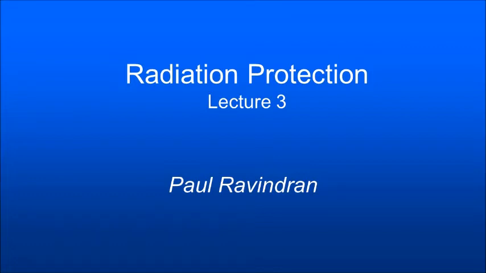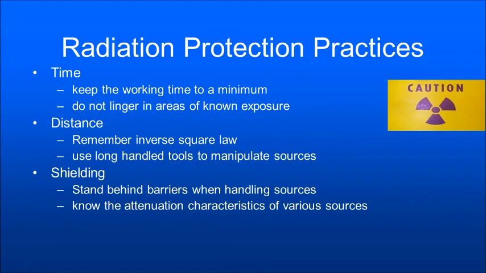In this lecture, we will look at the factors that we have to concentrate on to protect the workers and the public from radiation. There are three factors that we have to look at when we decide on radiation protection practices. The three factors are time, distance, and shielding.